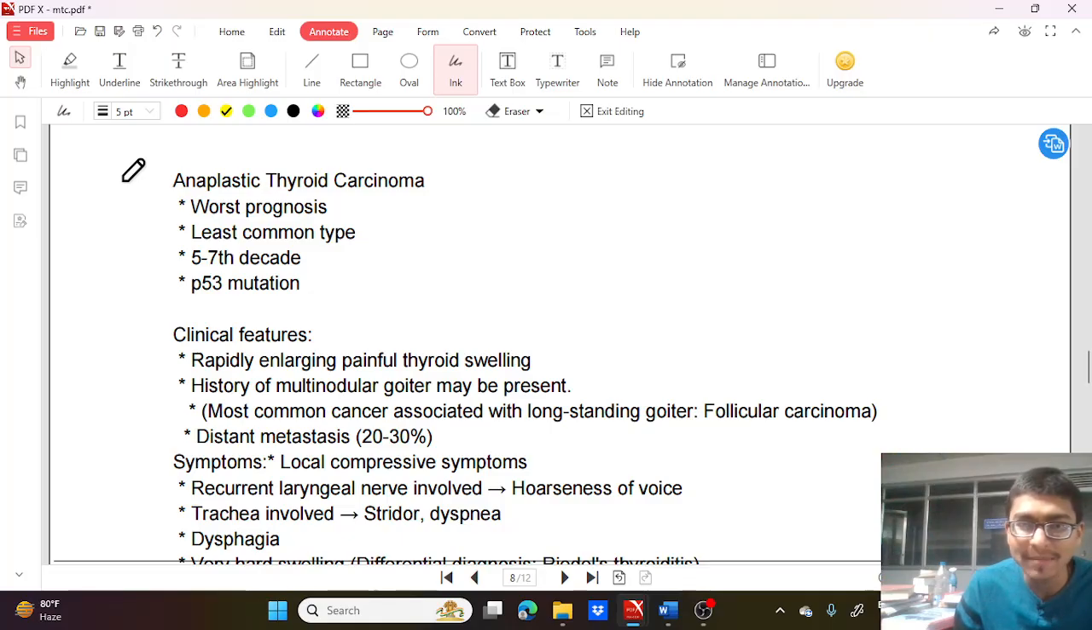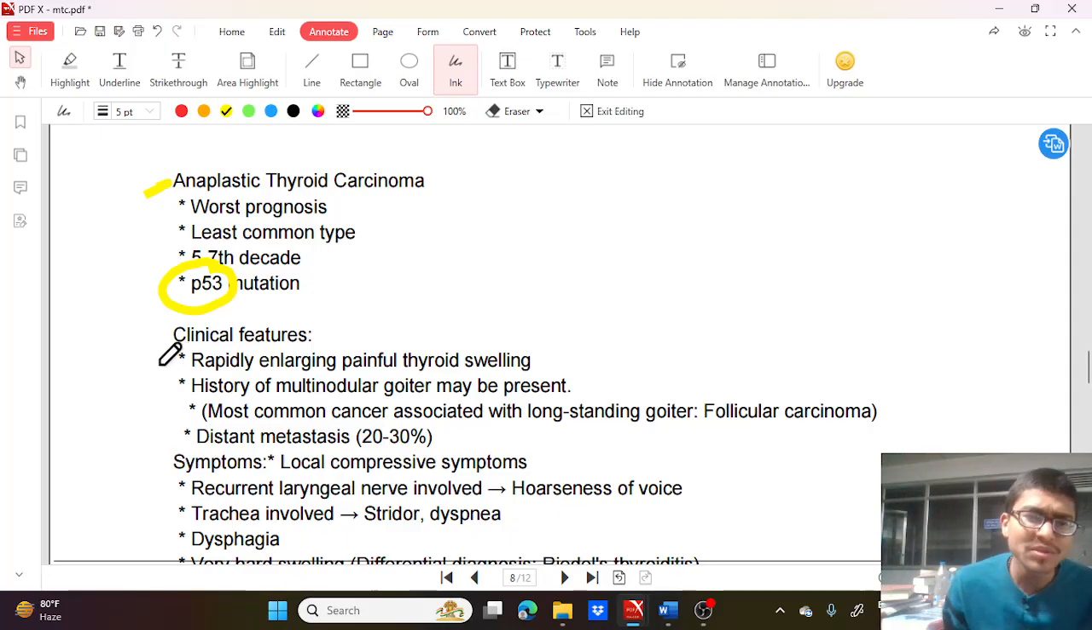The first one is the anaplastic carcinoma, which we'll be discussing today. So this cancer has a very bad prognosis. We can understand that the cancer is very aggressive and is among the least common types, and is commonly seen in old age people, that is around the 5th to 7th decade, 50 to 70 years of age group. And the mutation which we can see here is the P53 mutation.